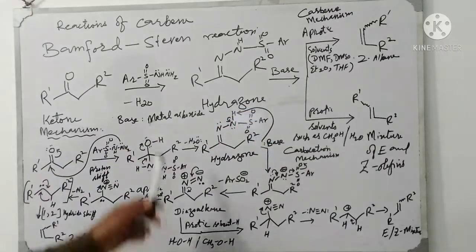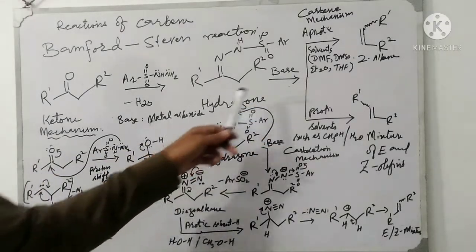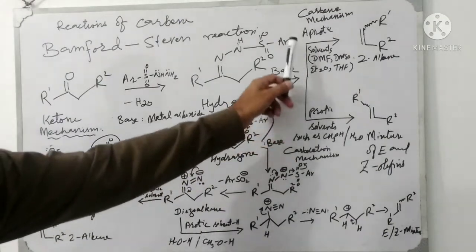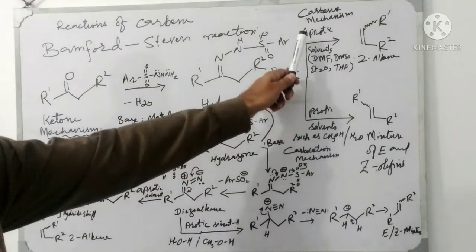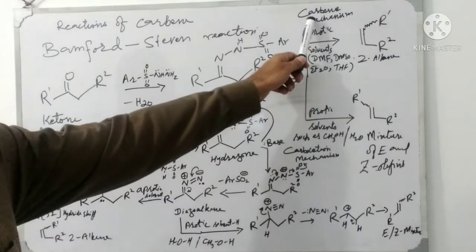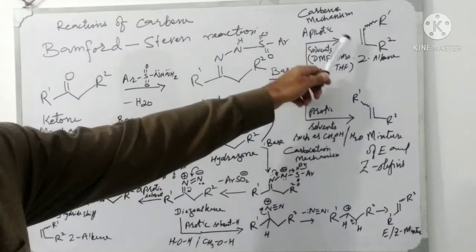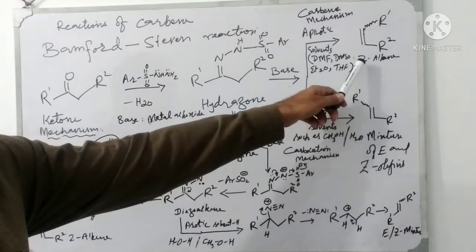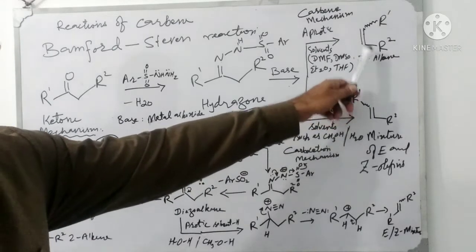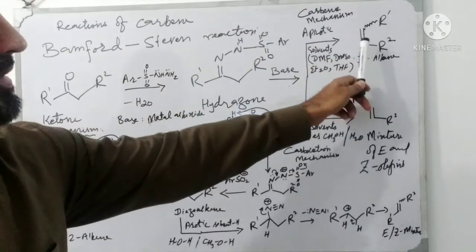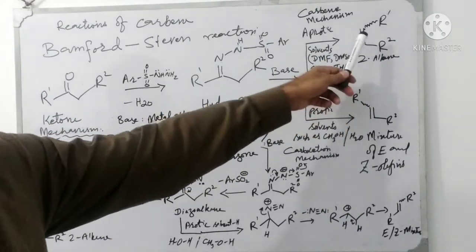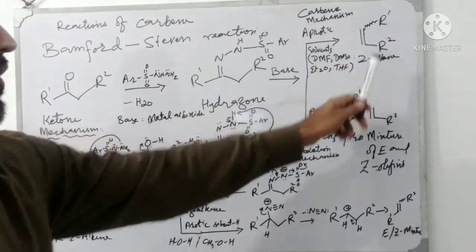Base is usually metal alkoxide. So with this base, there are two cases. When this reaction occurs in the presence of an aprotic solvent, then it follows the carbene mechanism to give predominantly Z alkene. More proportion, or exclusively, the Z alkene is formed. Here this wavy line shows that although Z alkene is the exclusive product, a small amount of E alkene is also formed.